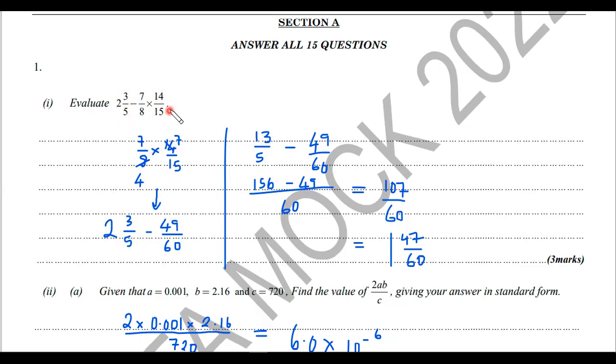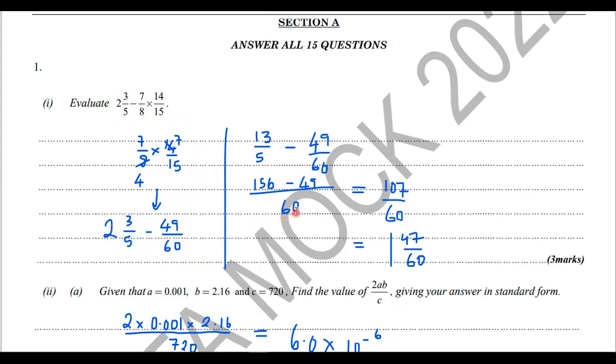So what you're supposed to do is you have to come back to this position. You're going to replace this 7/8 times 14 on 15 by the value you're going to have, that is 49 on 60. This is very important. So this will give us 2 3/5 minus 49 on 60. You can convert this to an improper fraction. That will give us 2 times 5, which is 10, plus 3, 13. So we have 13 on 5 minus 49 on 60.